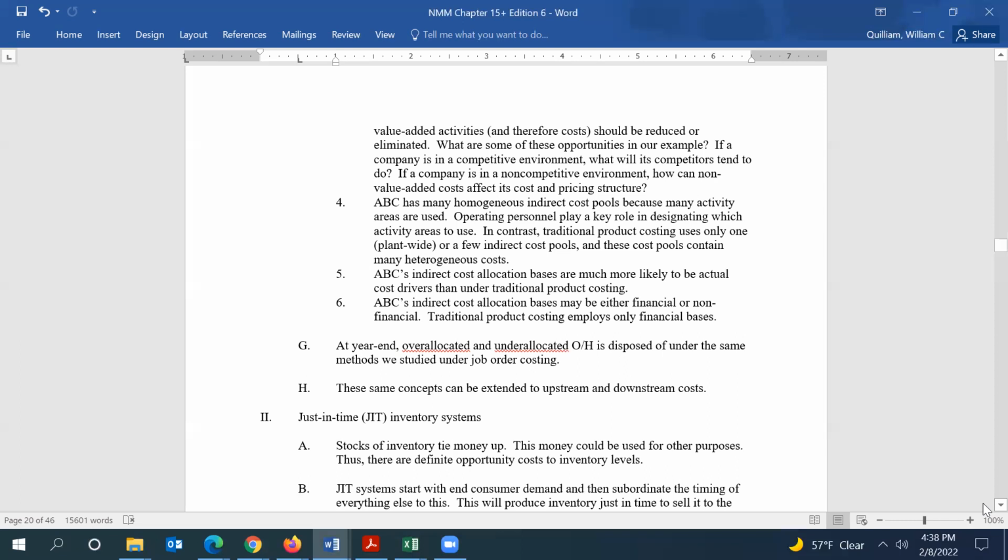Then number six, ABC's indirect cost allocation basis may either be financial or non-financial in nature, just like those parts. But traditional product costing employs only a financial basis. By the way, in case you're curious, in ABC, year-end overallocated and underallocated overheads are disposed of in the same manner that we cited under job order costing. And each of these same examples can be extended to upstream and downstream costs. They can also be extended to service sector companies and to merchandising companies.